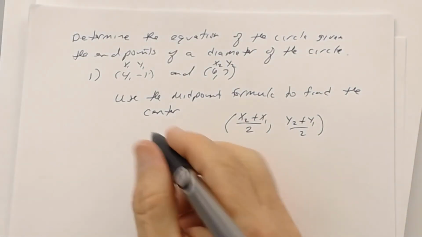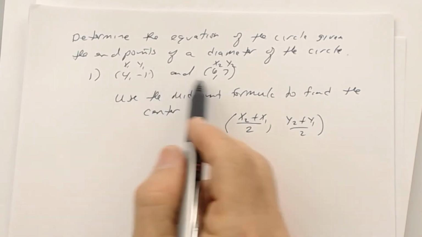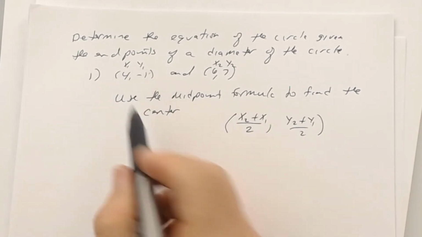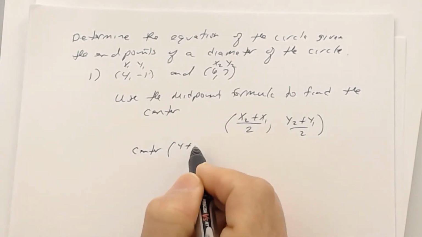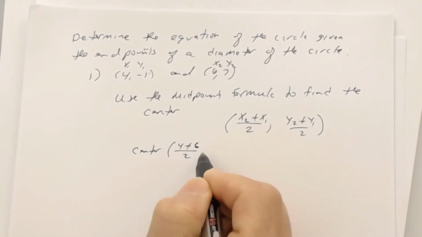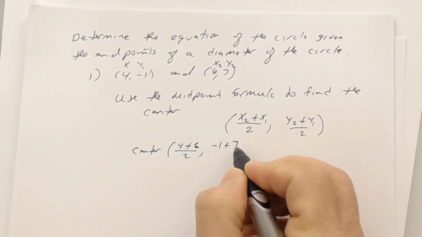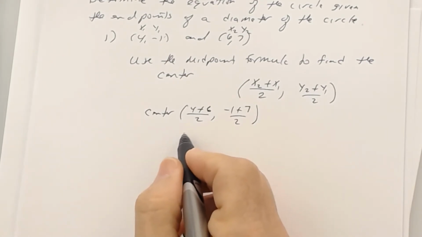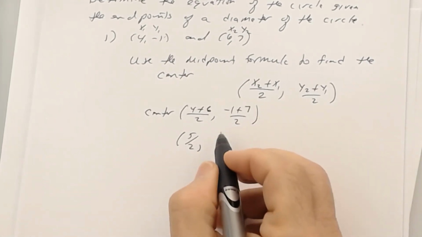All right, so let's find the center. The center is going to be the midpoint of this segment, this diameter. So the center will be 4 plus 6 divided by 2, comma, -1 plus 7 divided by 2. And then simplify this. What's 4 plus 6? 10, so I get 10 halves, which is 5. What's -1 plus 7?